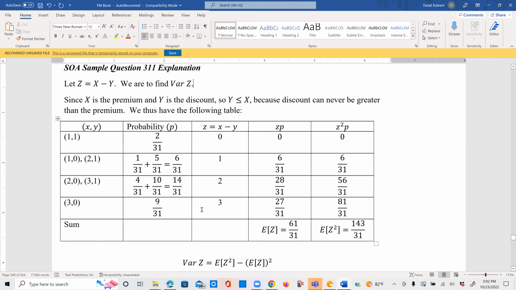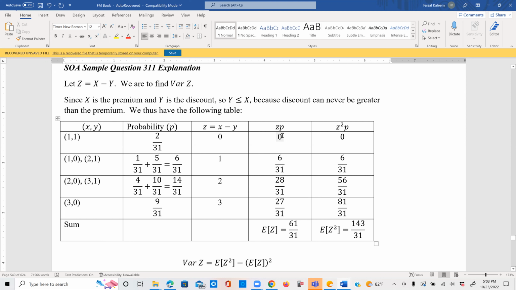Similarly, Z value of 3 is the maximum Z that can be obtained. The maximum X is 3, so the maximum Z could be 3, and that can only happen when Y is 0. So 3 minus 0 gives you 3, and in that case, the probability comes out to be 9 over 31. Since we had to find the variance of Z, we would need E of Z and E of Z squared.